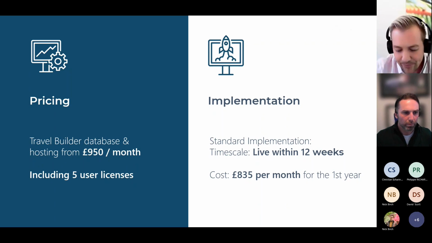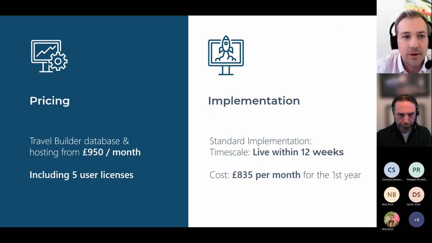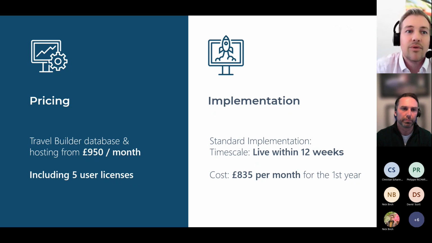In terms of software, there is a cost obviously to the software itself. A lot of what you've seen today is the core base system that's included in the system, and that starts at a price of £950 per month, including up to 5 users on the system. We do have a number of optional modules available as well, which we'll happily discuss with you.